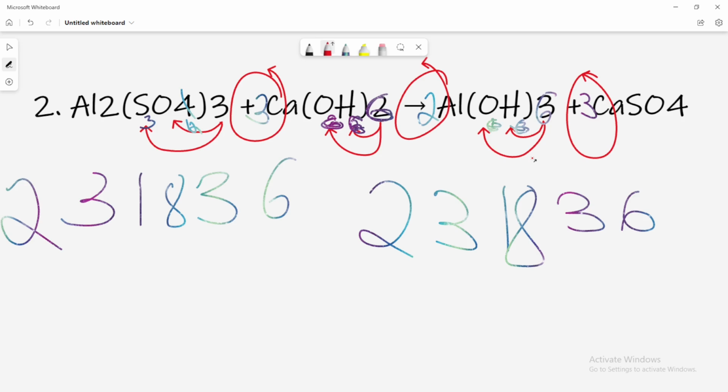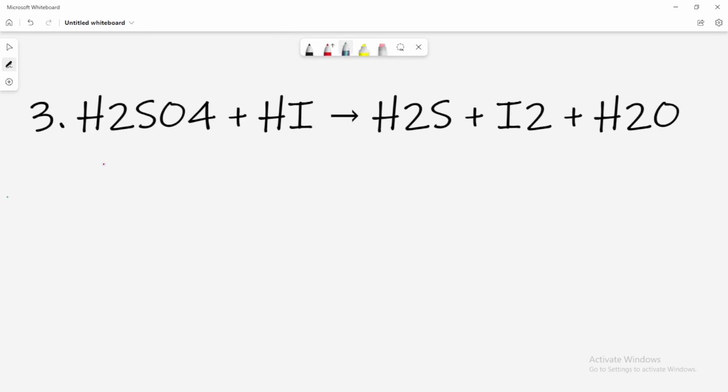On to the next equation. So this is going to be the last equation for today. The last example, since it's almost 10:30. So we're going to have to do this fast.